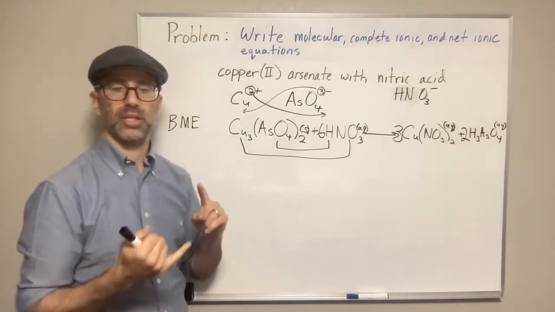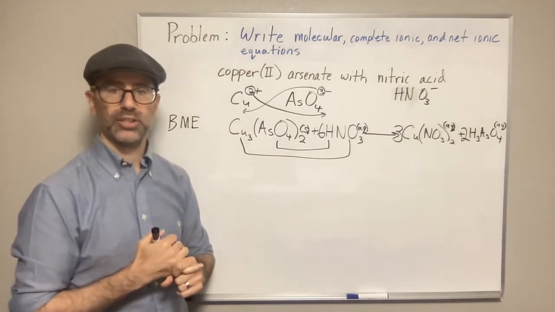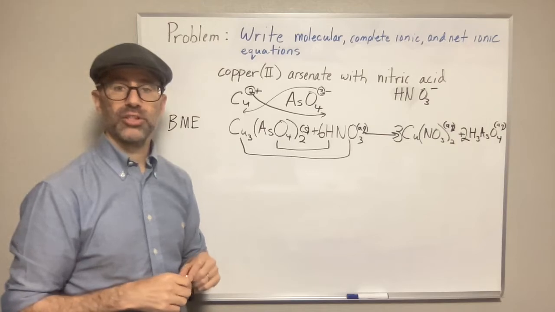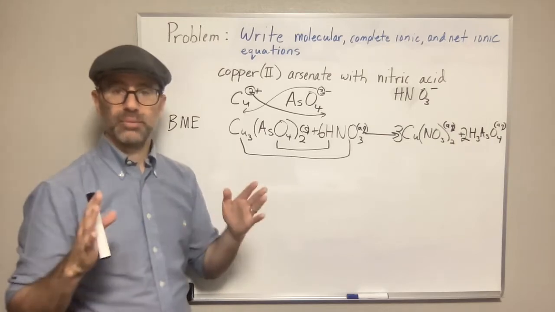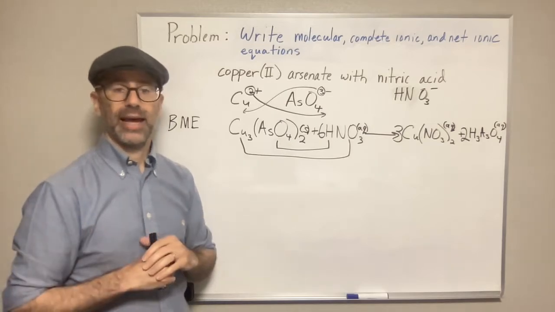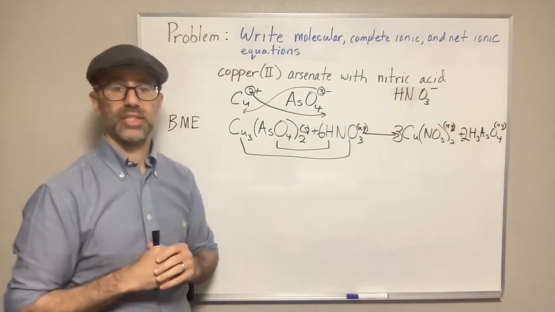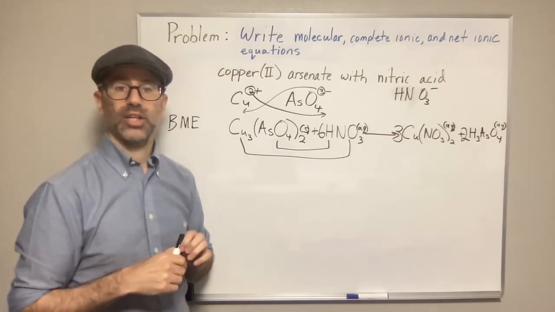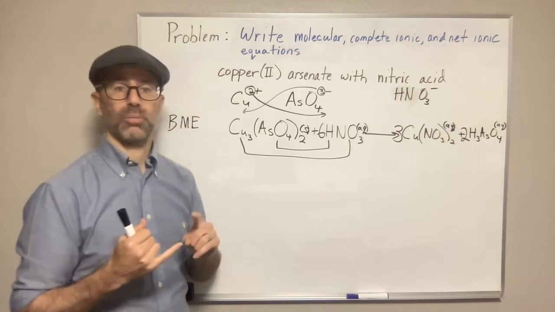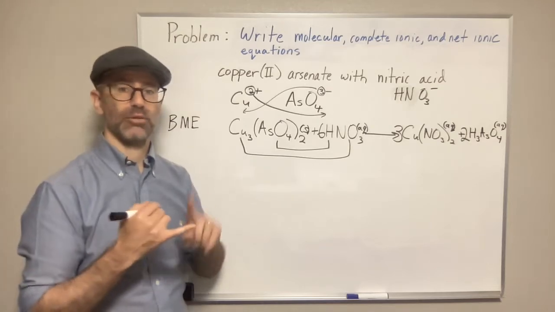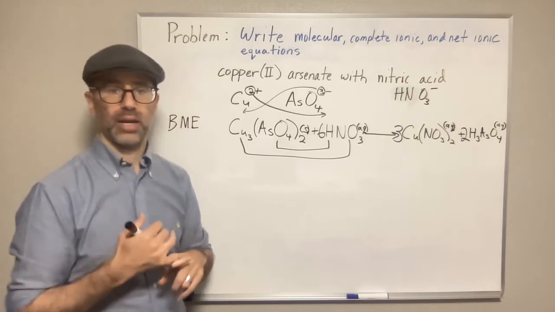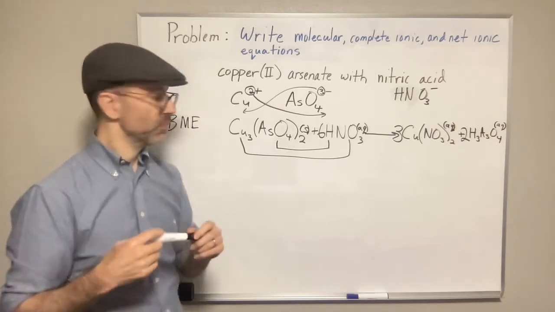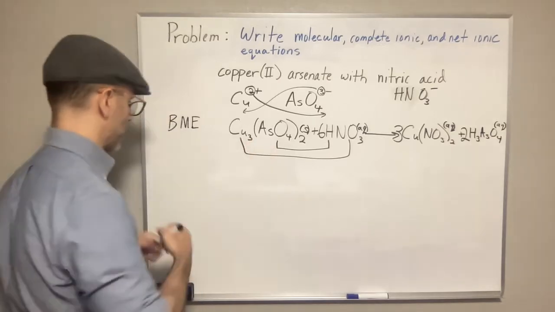ionic equations are going to be the complete and the net ionic equation. For the complete ionic equation, all we're going to do is separate out any ionic substance that is aqueous, and any strong acids are going to be separated out. The only things that are not going to be separated are anything that's a solid, liquid, or gas, or any weak acids or weak bases. Those are going to stay together. So here we have a solid, that's going to stay together.